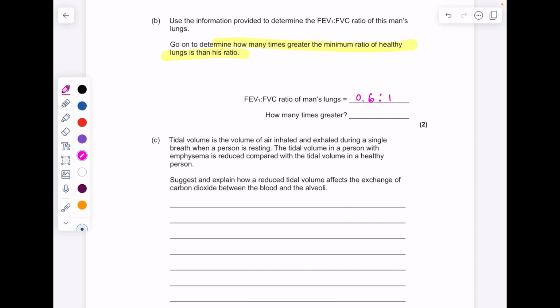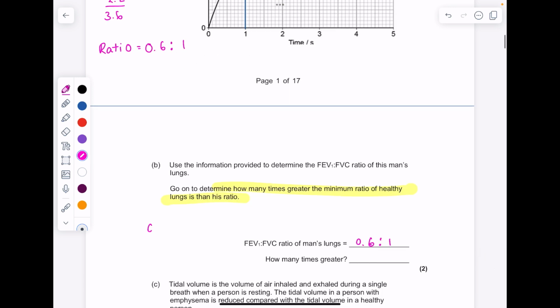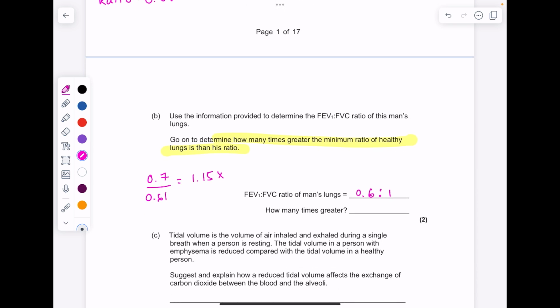And so finally, to work out how many times greater the minimum ratio of healthy lungs is than his ratio, use the healthy ratio, which was 0.7 to 1. So just take 0.7 divided by our number we just calculated, so we know it's 1.15 times greater.